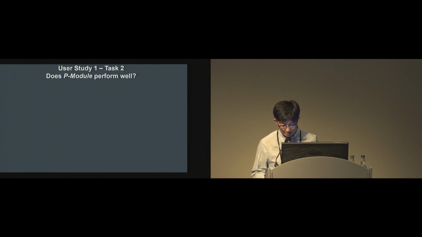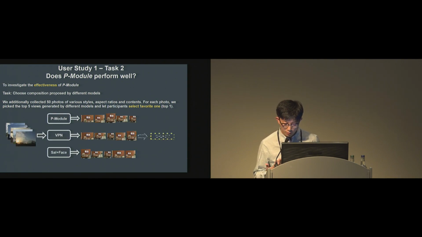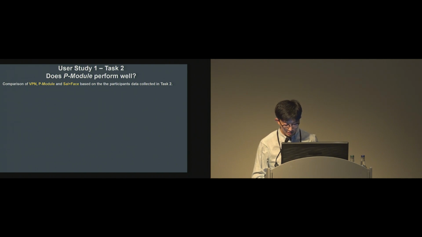SmartEye seems great, but does the P-module have good performance? To investigate the effectiveness of the P-module, we conducted the second task. We let participants choose compositions proposed by different systems. In the task, we additionally collected 50 photos of various styles, aspect ratios, and contents. For each photo, we pick the top 5 views generated by different models and let participants select their favorite one. The 3 models are VPN with P-module, the pure VPN, and a baseline named Saliency with face detector. We evaluate their performance by a measurement named the top 1 selection rate. It means how many compositions with high scores are selected by participants.